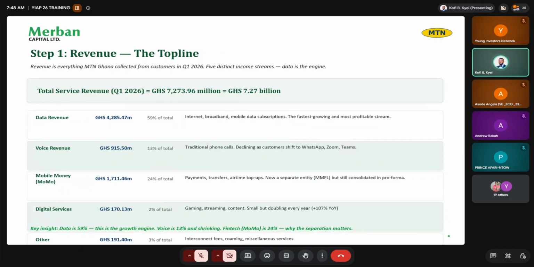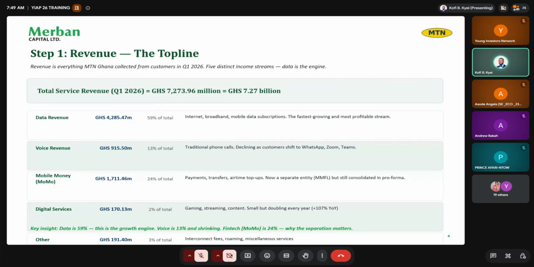Now you will pick the items one by one to go through them. So the top line, that is the revenue. This is the components of the revenue. So we have data revenue, we have voice revenue, mobile money revenue, digital services, and others. The key insight is that data forms 59% of the entire revenue of MTN for Q1 2026. So as you can see there, it's 59%.